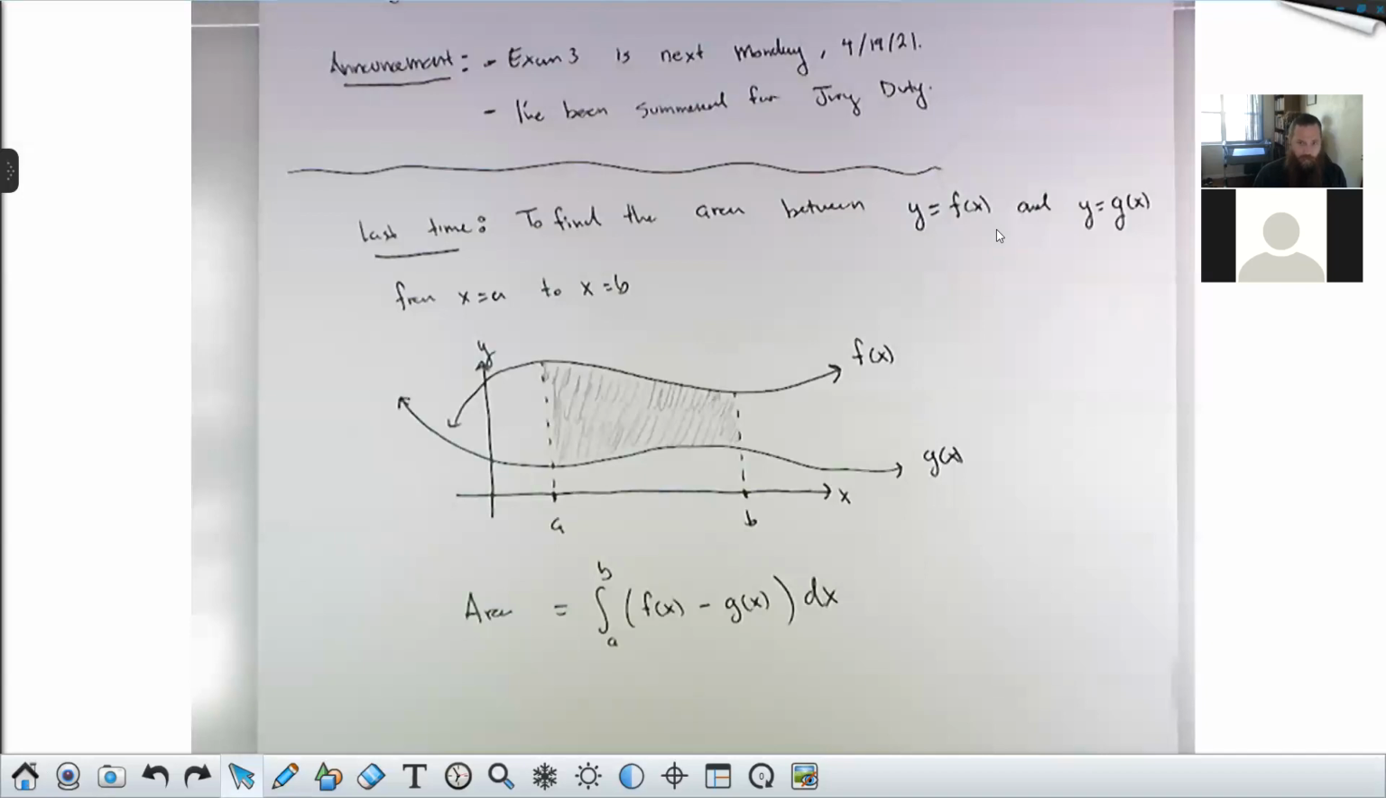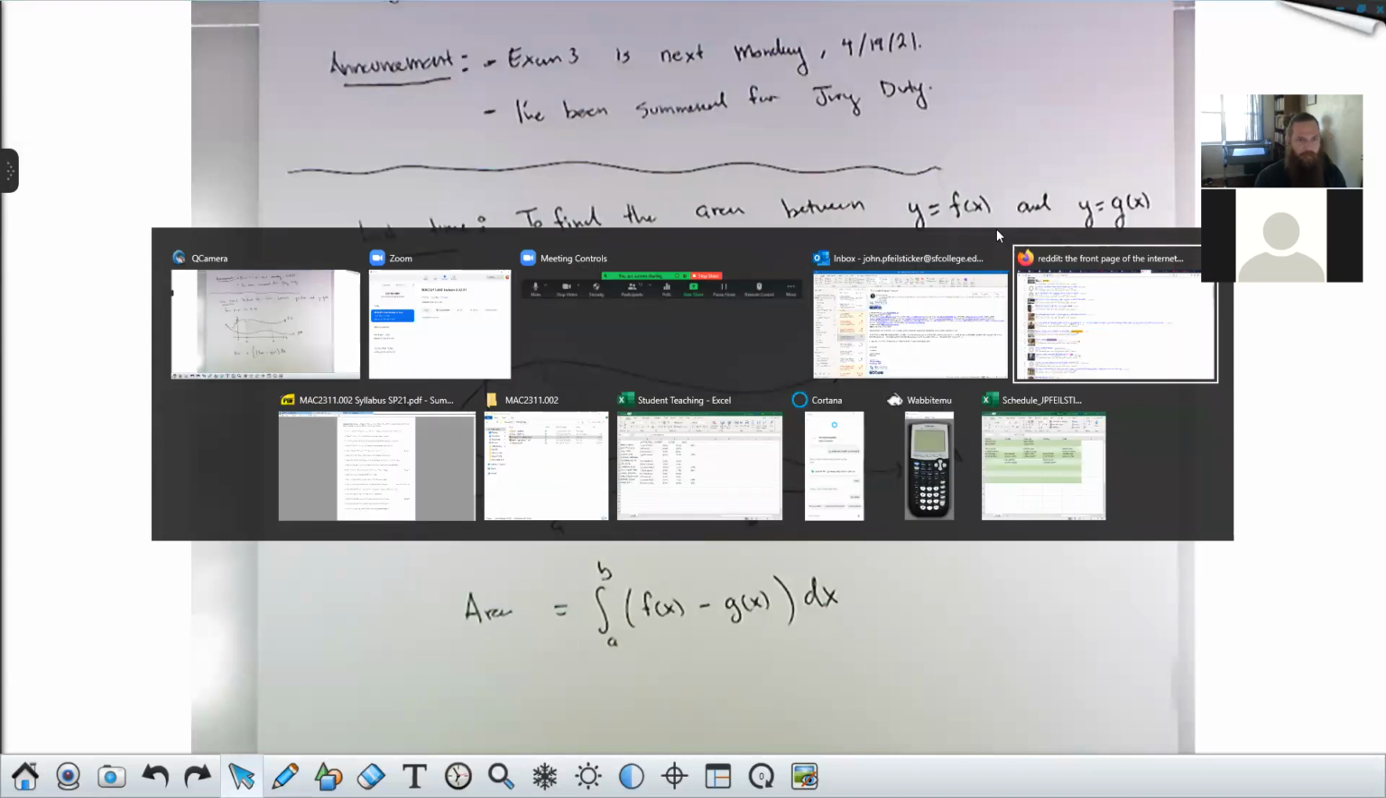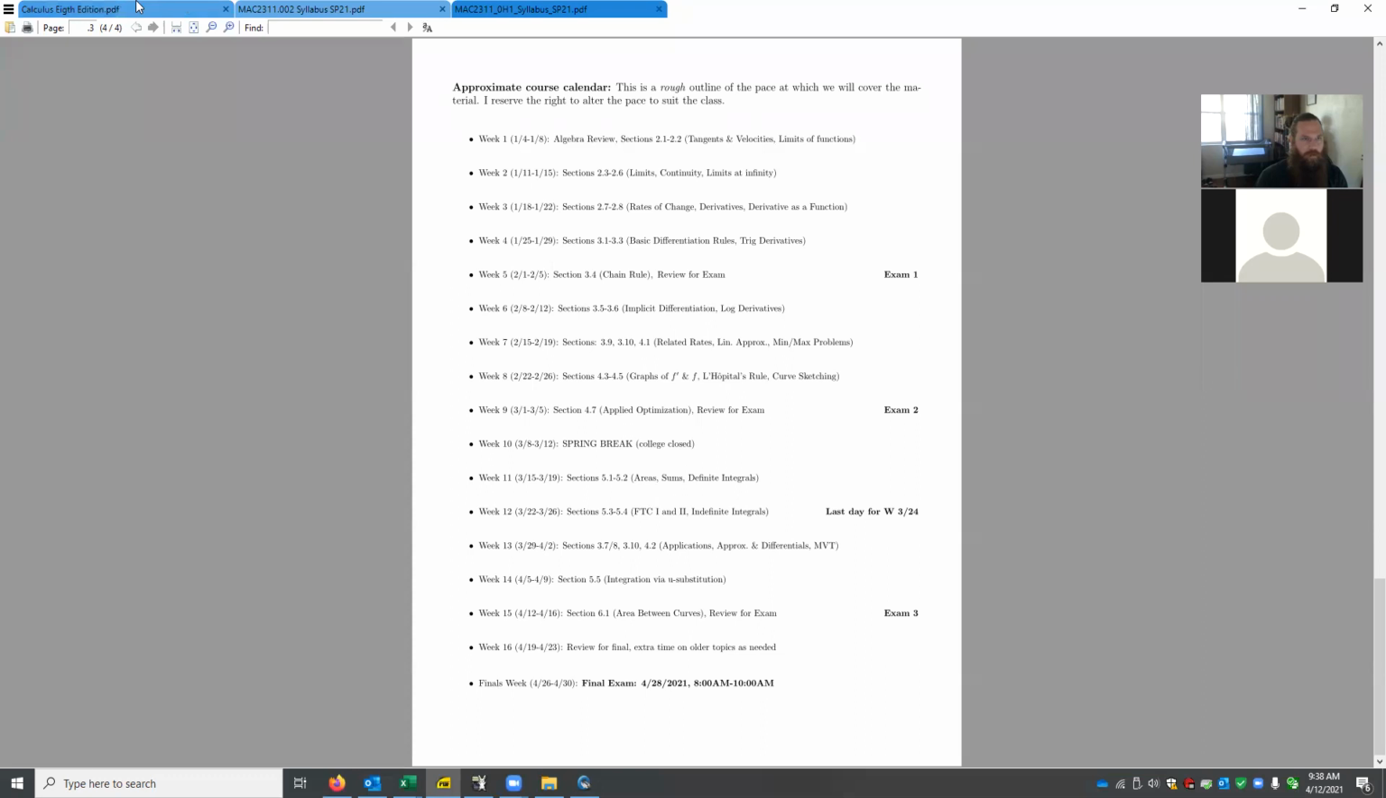But that need not always be the case, and there are some special cases, for instance, where x is a function of y, or where maybe neither of those things are true, that we can still find the area between two curves. So we're going to look at all of that today, but first a kind of gentle example. So let me pop up the textbook, we'll grab one here.